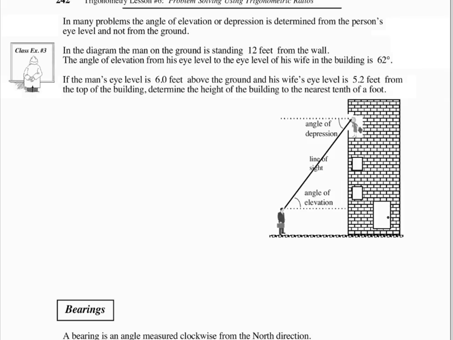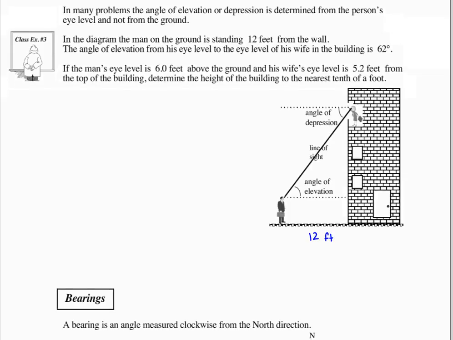In many problems, the angle of elevation or depression is determined from the person's eye level and not from the ground, just like that little stand we just did. The angle of elevation we measure with a device, but it's from our eye level up, just like on the last question. In the diagram, the man is standing 12 feet from the wall. The angle of elevation is 62 degrees, which is equivalent to the angle of depression, right?